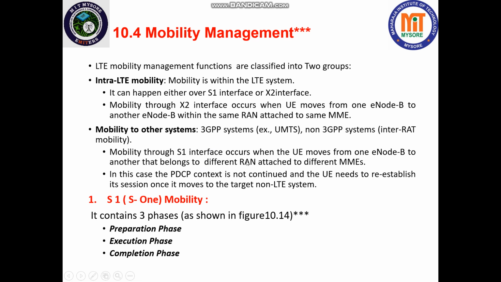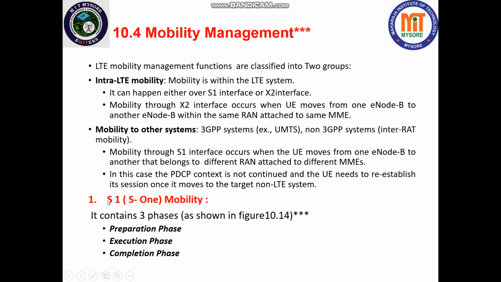So mobility through the S1 interface occurs when the user equipment moves from one e-node B to another that belongs to a different RAN attached to different MMEs. Here RAN is also different. In this case, the PDCP context is not continued and the user equipment needs to re-establish its session once it moves to the target non-LTE system. So there are multiple functionalities involved as compared to the 4G to 4G mobility. Here you are moving into a different network.